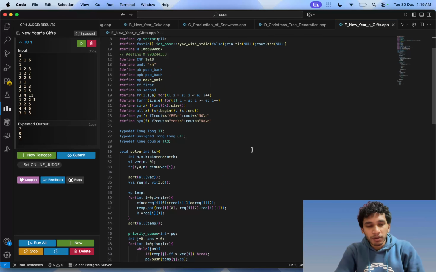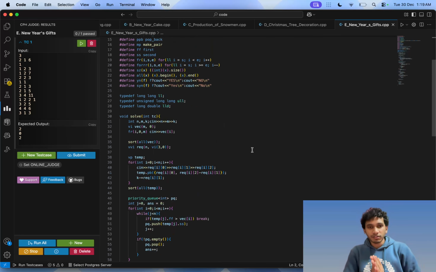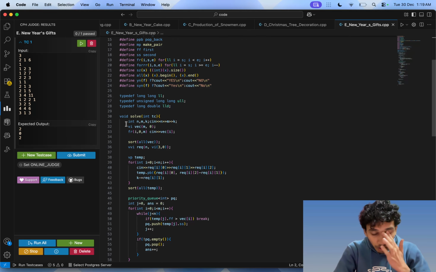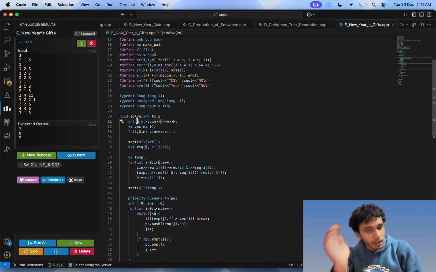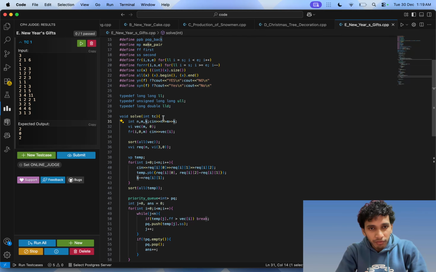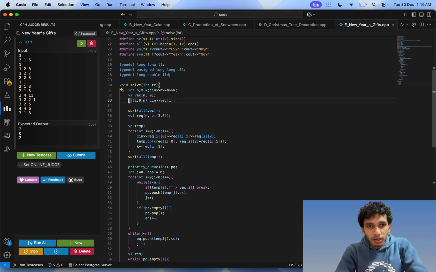So let's move to the implementation part. Whatever we discussed, we are just implementing it right here. We have N, M, K. N represents the number of friends we have, M represents the number of beauty gifts we have, and K represents the number of coins. Take input the beauty gifts, sort them as we discussed due to the greedy approach.